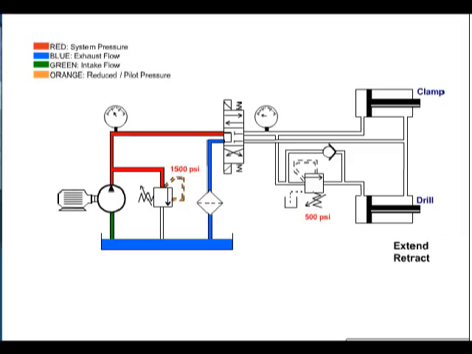A sequence valve is a normally closed pressure control valve that ensures that one operation will occur before another based on pressure. In our clamp and drill system, we want the clamp cylinder to extend completely before the drill cylinder extends. To accomplish this, we place a sequence valve just before the drill cylinder. We set the valve to 500 psi.